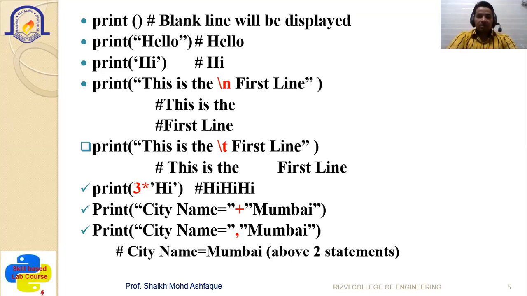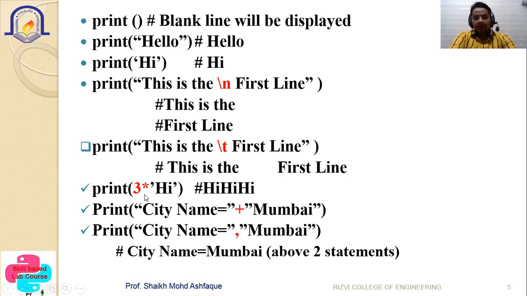Then the next statement, print "this is the", then \t. Basically, this is your tab sequence, which is used to give you space. And then after that, we write the first line. Everything is included inside the double quotes. So whenever you write this, it will give the output as: this is the, space, first line.